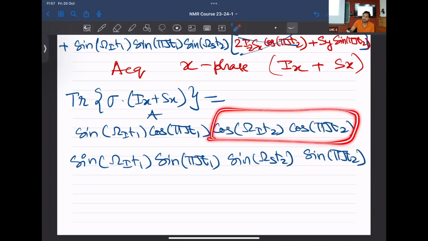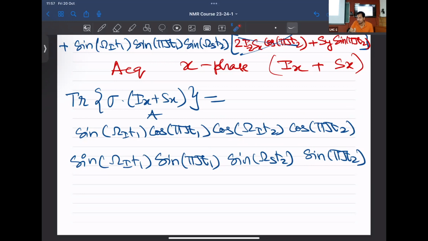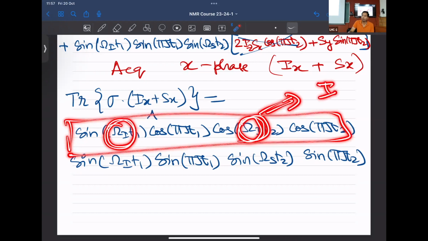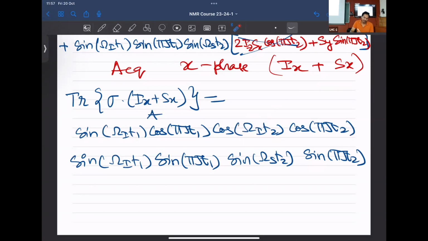If you take a look at this, this is cos of A minus B plus cos of A plus B. But this is in the T2 dimension. Most importantly, in both T2 and T1, this term has frequency labeling with respect to only the I spin. What do you mean by that? You're going to fish out the chemical shift of I in F1, and you're going to fish out the same chemical shift of I in F2 also. So this is going to be a cross peak, similar to the correlated peak that you saw. This is going to be a cross peak at omega I in F1, omega I in F2.